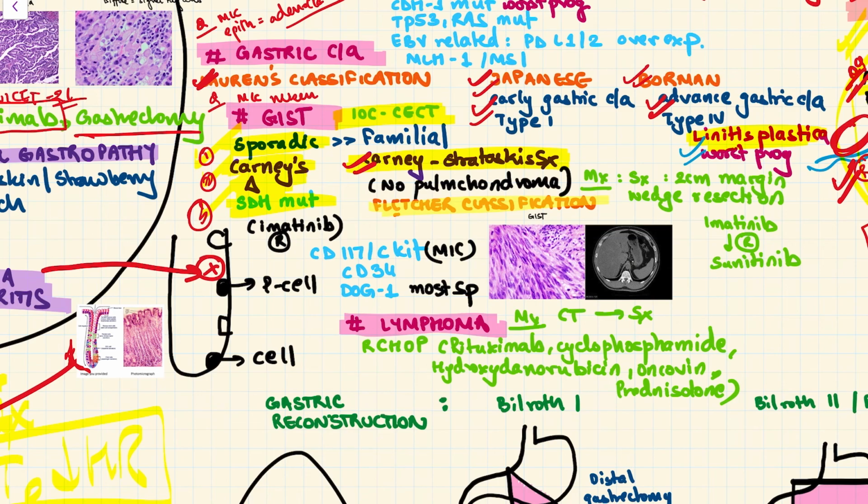For GIST, the classification is the Fletcher classification, right? And the most common mutation is CD117 or c-KIT mutation, and the most specific, if you ask, is DOG1. CD34 is also associated with it. For management, a 2 centimeter margin is required for clearance, and wedge resection is done. Then imatinib is given because it is an imatinib-sensitive tumor. Remember that SDH-mutated GISTs are imatinib resistant.